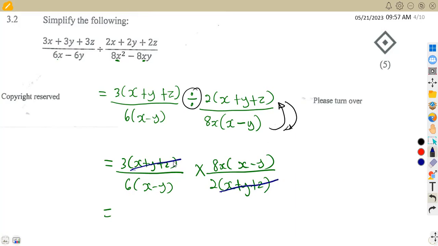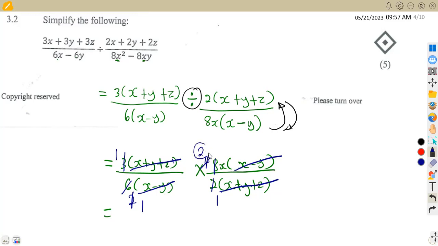We can cancel because this is in the numerator, this is in the denominator. Also, we've got x minus y, we've got x minus y here. All right, we move on to the numbers. That's 3 into 3, that is 1. 3 into 6, that is a 2. We move on here, 2 into 2, that is 1. 2 into 8, that is a 4. We've got a 2 here, 2 into 2, that is 1. 2 into 4, we remain with a 2.